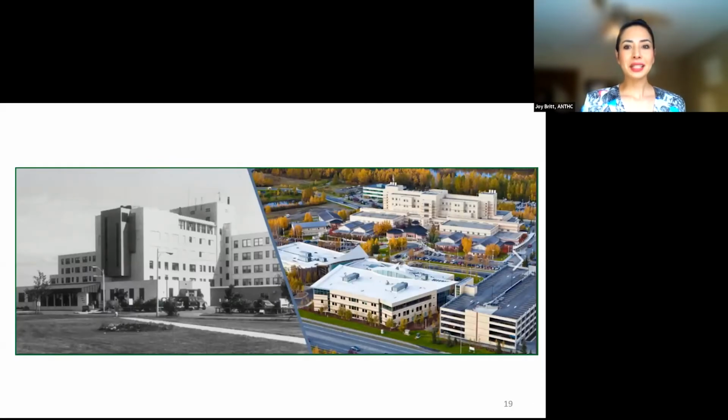I just wanted to put this picture up of the old hospital managed by the BIA and now the new hospital managed by Alaska Natives, who are clients at the hospital and owners having a say in their own care. How far we've come. And it is also a very beautiful facility. So back to my short history lesson.